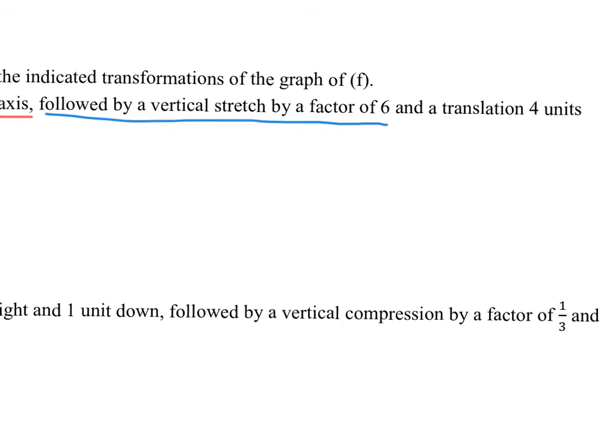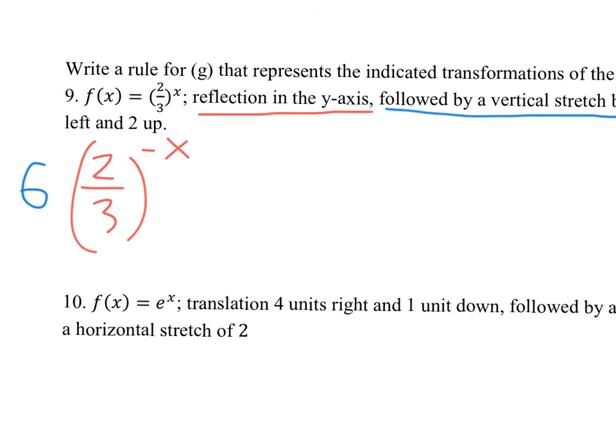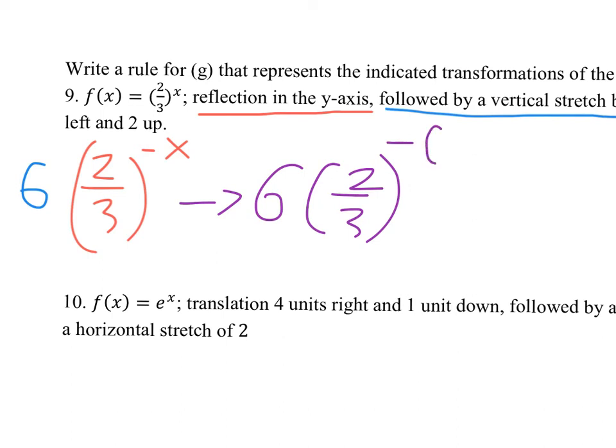A translation of 4 units to the left. Well, 4 units to the left, that means we're going to replace our x value with x plus 4. So that's going to look like we have our 6 from before, we've got our 2/3 from before. Now our exponent, we've got that minus sign, we're replacing the x with x plus 4.